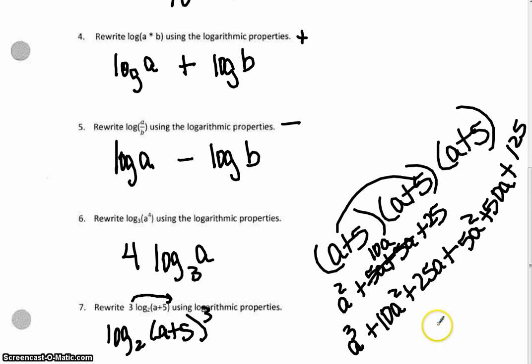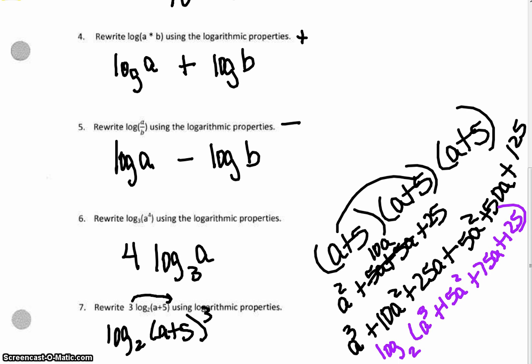So the answer here is actually log base 2 of a to the third plus 15a squared plus 75a plus 125, if you were to multiply that all the way out.